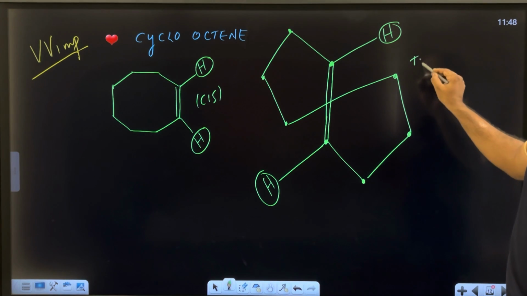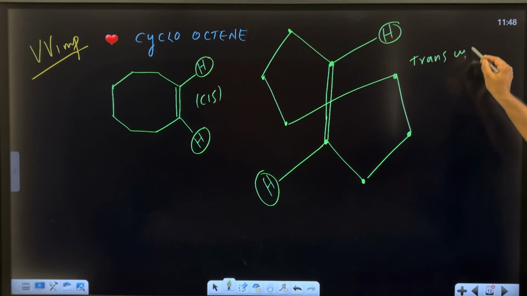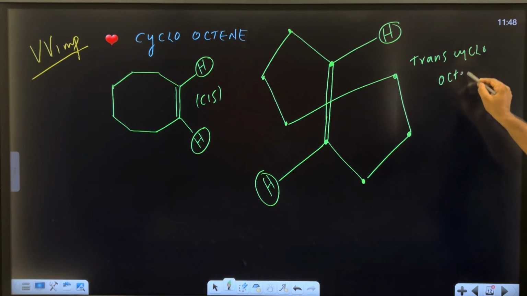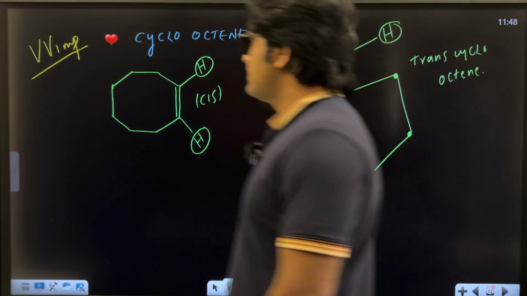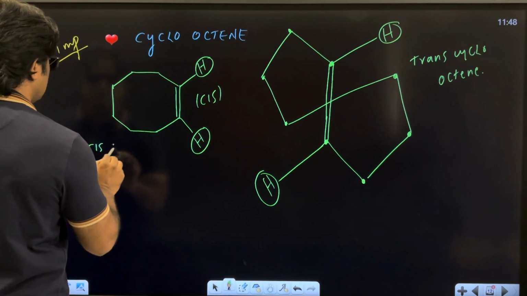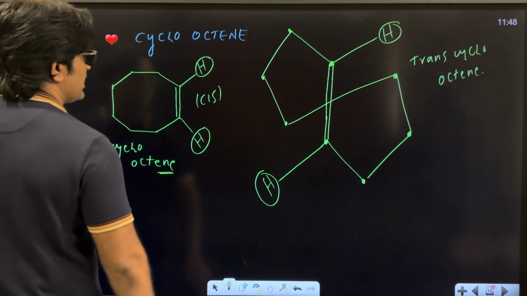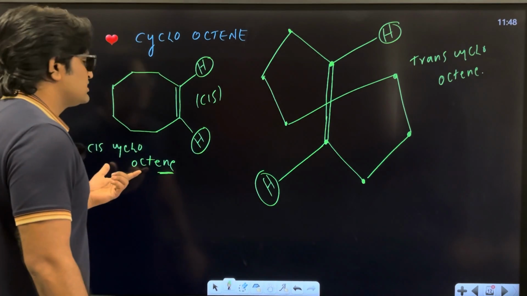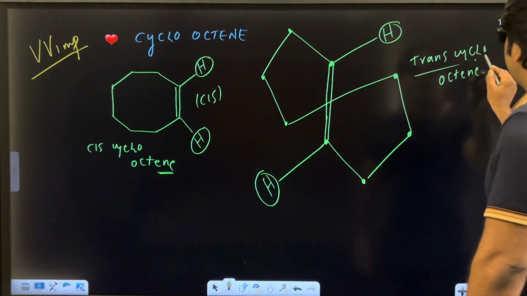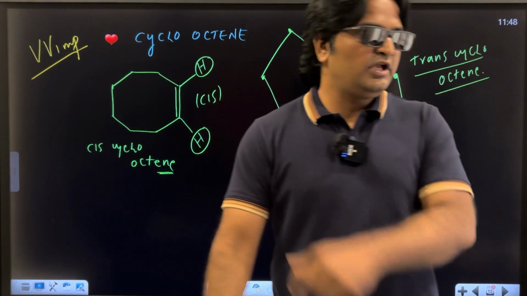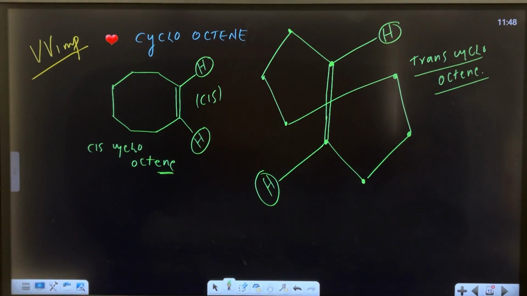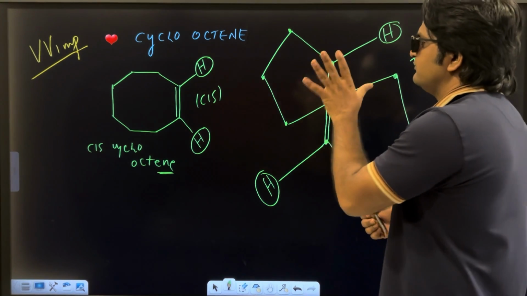Now this is what we call trans cyclooctene. Trans cyclooctene. And this one is cis cyclooctene, with the double bond. Sorry, this one is cis cyclooctene and this molecule is trans cyclooctene. Carefully observe these two molecules, very very important. Cis cyclooctene and trans cyclooctene. This cyclooctene molecule exhibits geometrical isomerism, very very important.